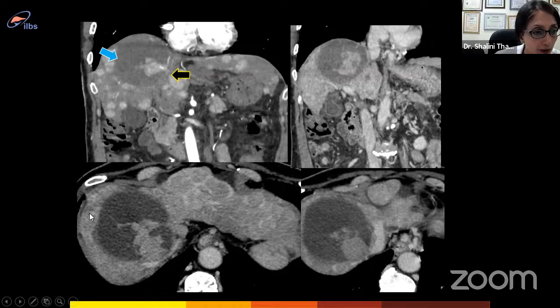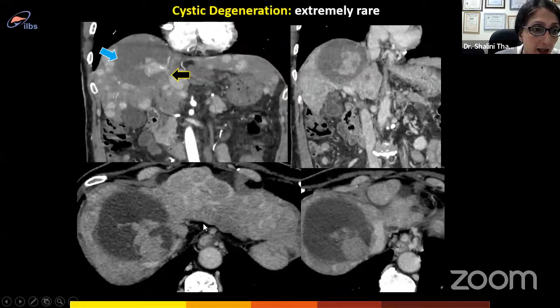But this was a de novo HCC and this was actually a cystic degeneration of a large HCC lesion, and the other lesions were all arterially enhancing. They show washout in the later phases with capsule formation. This is a completely untreated HCC with central liquefaction and necrosis.